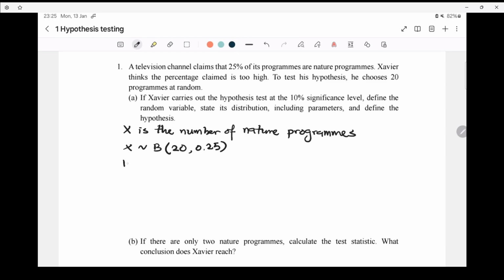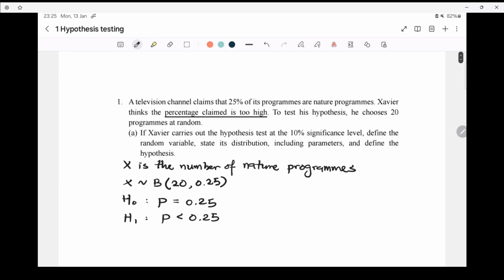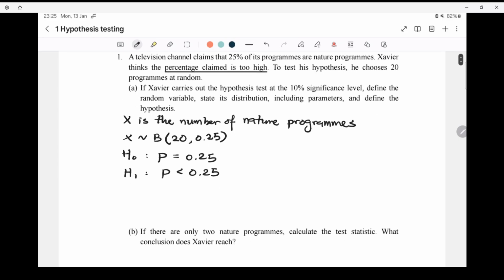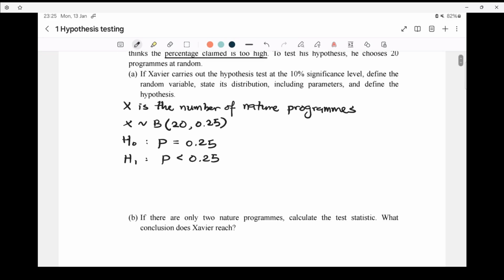So now you need to define your H0. Your null hypothesis is basically that p, your probability of success, is 0.25. He thinks that the percentage is too high. So it means that your alternative hypothesis would be that p is less than 0.25. So these are the things that you need to define.